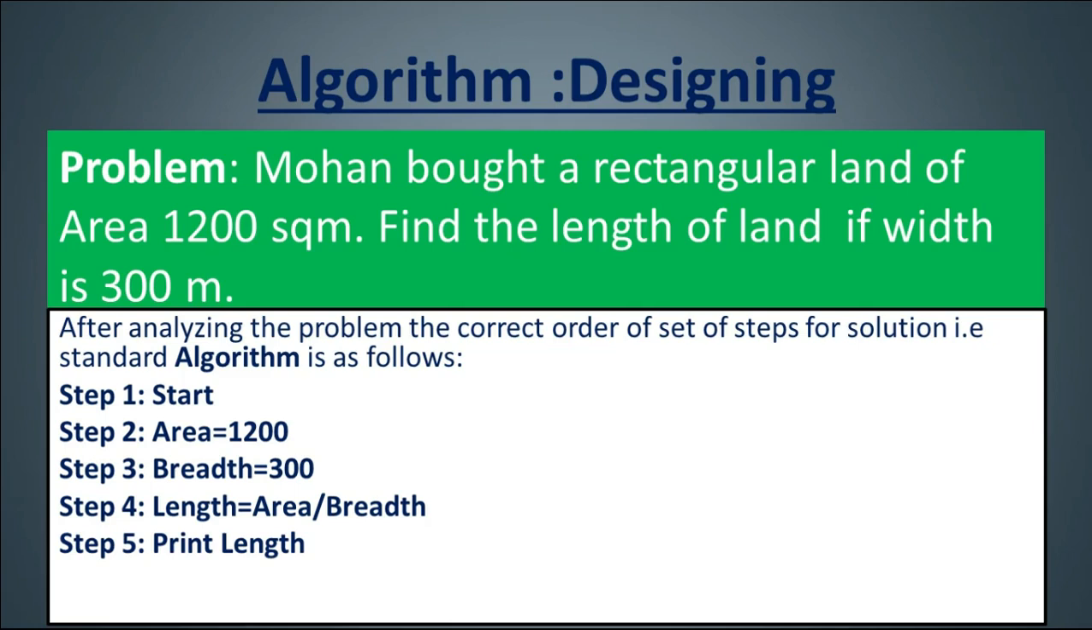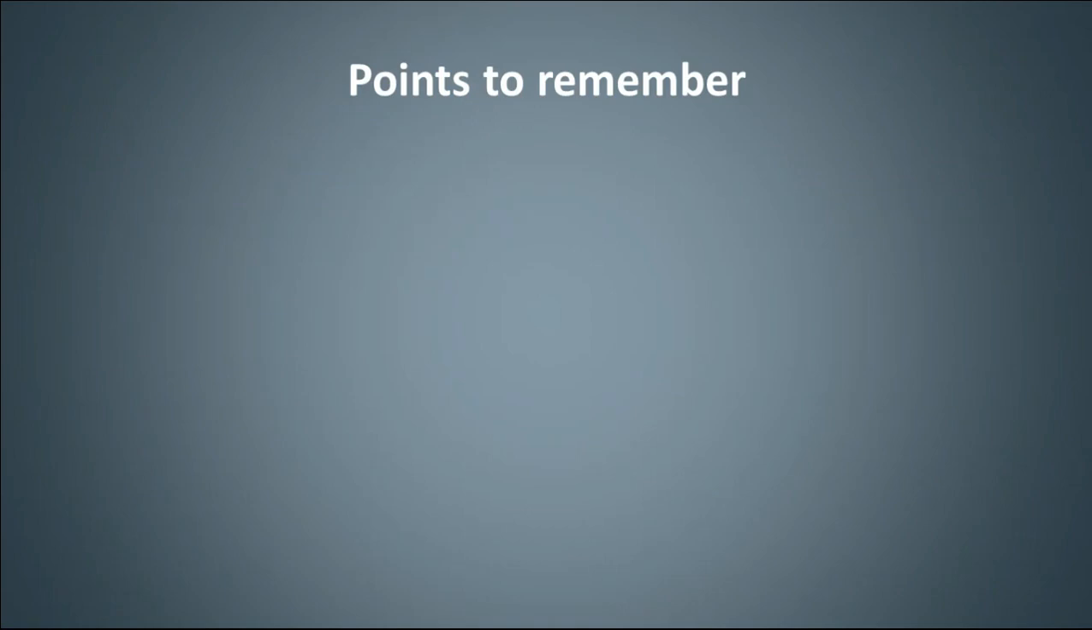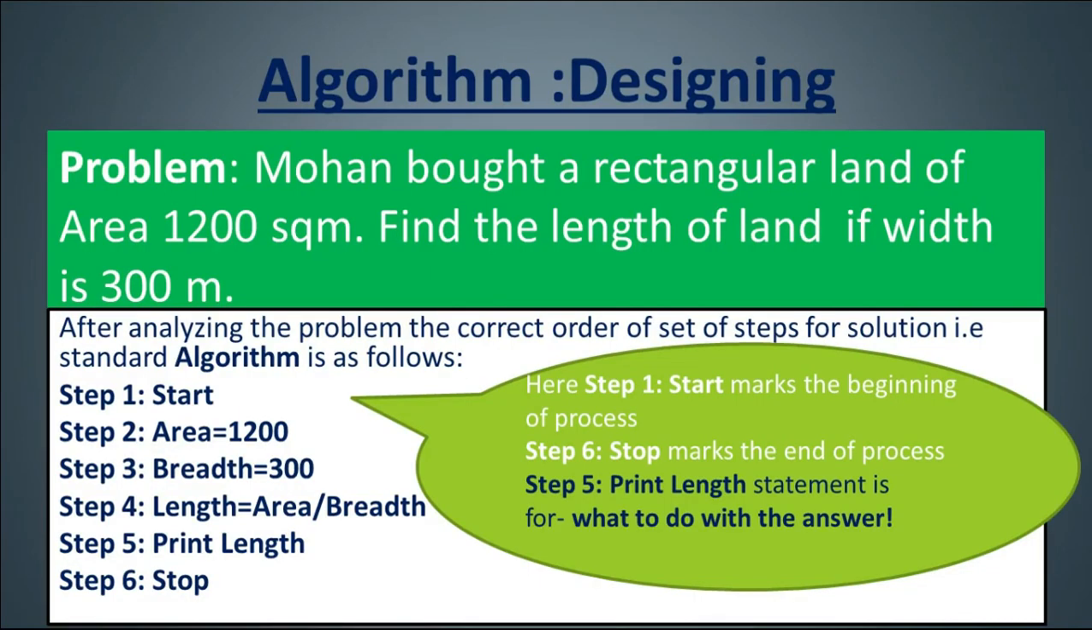The print length statement says, please display your answer on the screen. Clear? To display the answer, you get the answer. Now stop, the end of your process. So step 1 marks the beginning of the process, step 6 ends the process, and print length is for displaying your answer. So what to do with your answer? Whether to store it, display it, or use that answer. Clear? I hope you are getting all these things.